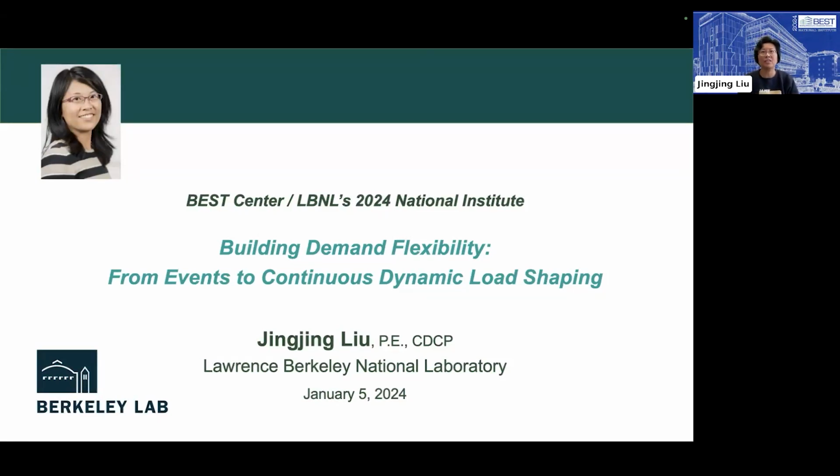In this presentation, we're going to look at how flexible demand or flexible loads, we use those terminologies interchangeably, can help support the grid in different forms. We're going to talk about different mechanisms, technologies, and understand their performance.